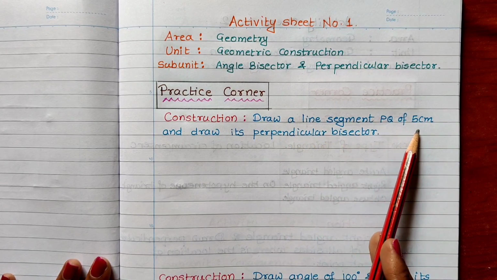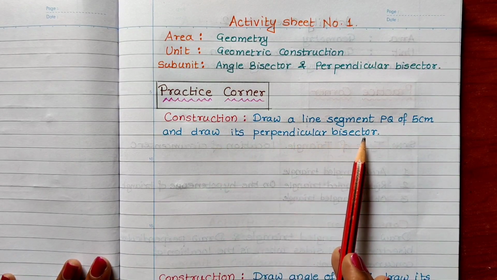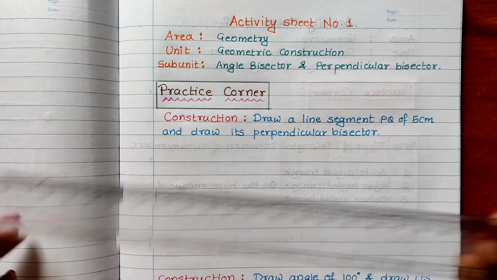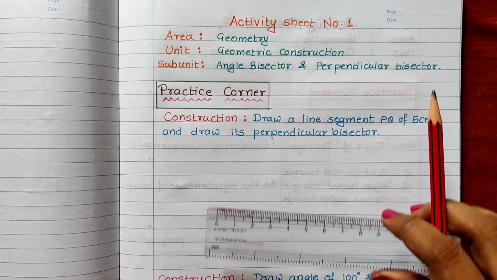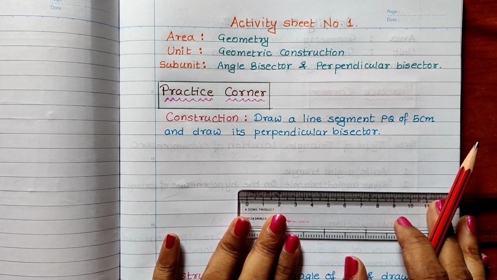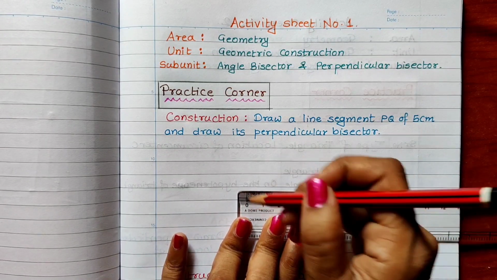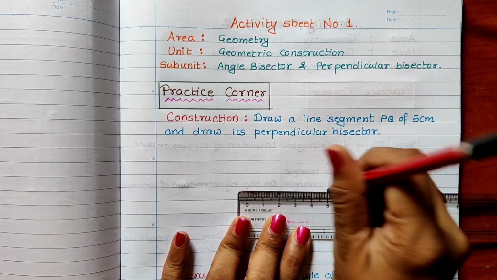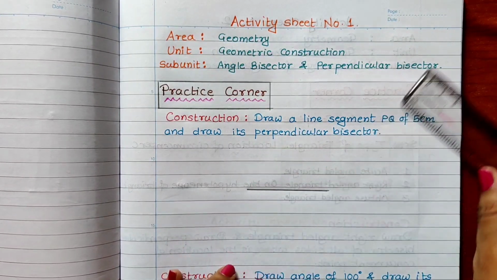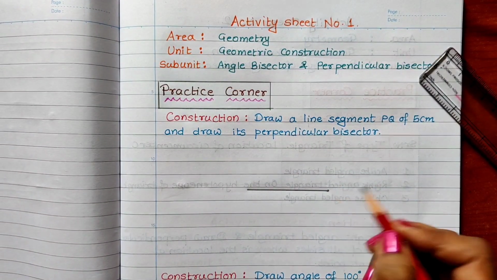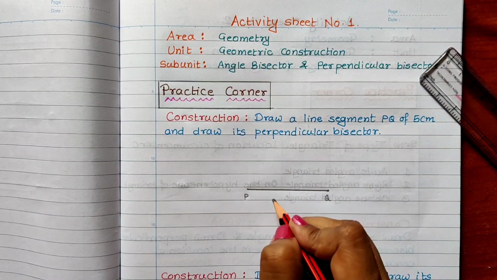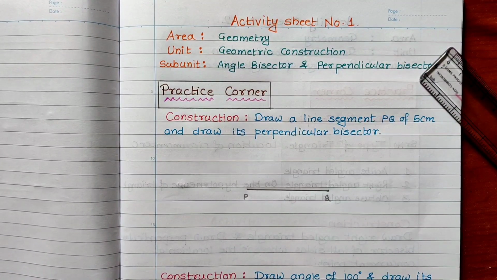Which activity is given? Construction. Draw a line segment PQ of 5 cm and draw its perpendicular bisector. So first activity let us do. We will be using our scale and pencil to draw a segment PQ of 5 cm. From 0 to 5 I have to draw a segment. Okay, the segment has endpoints P, Q. This is 5 cm. I will be writing afterwards.